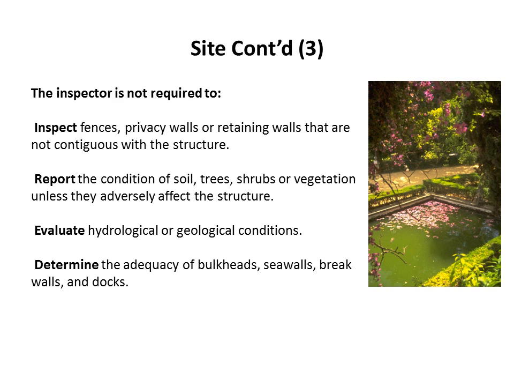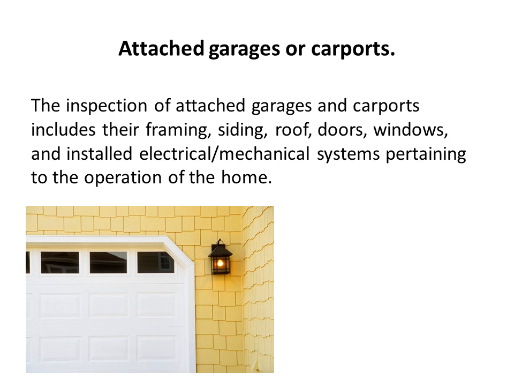The inspector is not required to inspect fences, privacy walls, or retaining walls that are not contiguous with the structure, report the condition of soil, trees, shrubs, or vegetation unless they adversely affect the structure, evaluate hydrological or geological conditions, or determine the adequacy of bulkheads, seawalls, break walls. Attached garages or carports: the inspection includes their framing, siding, roof, doors, windows, and installed electrical mechanical systems pertaining to the operation of the home.